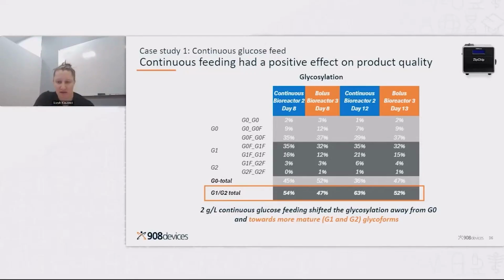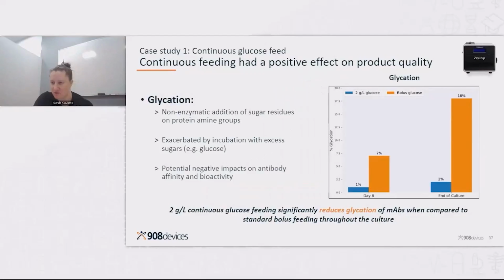And then finally, and probably most evidently, we have our glycation. So again, that's that non-enzymatic addition of sugar residues. The results here were actually very, very promising, almost astonishing, very exciting to see that having that 2 gram per liter set point throughout the culture decreases that percent glycation on our mAbs. And you can see a significant difference as early as day 8.